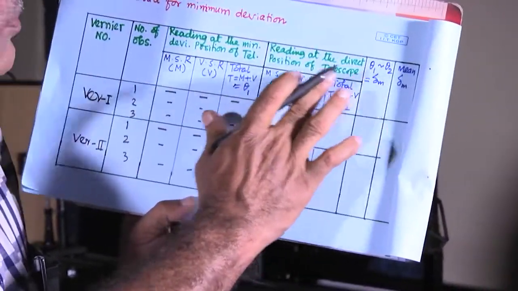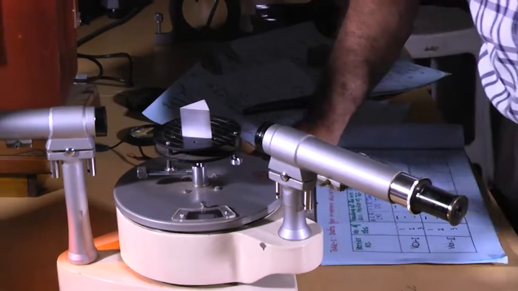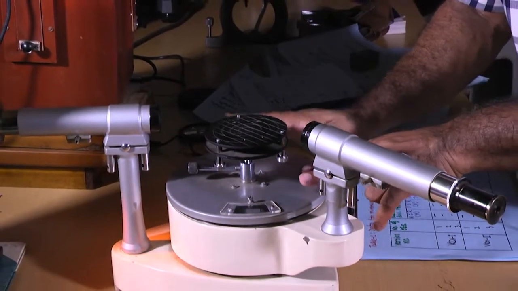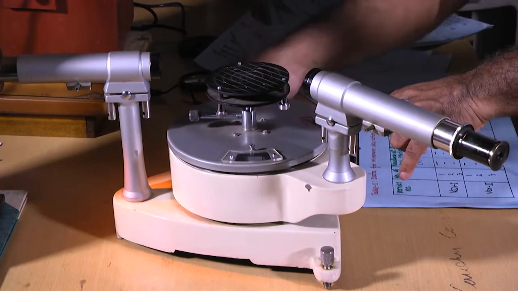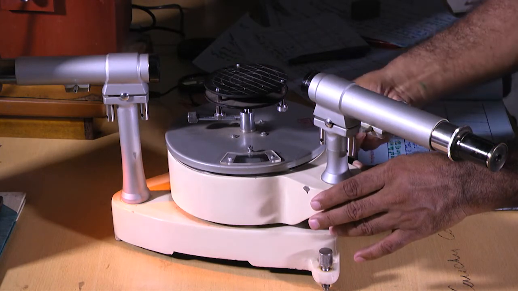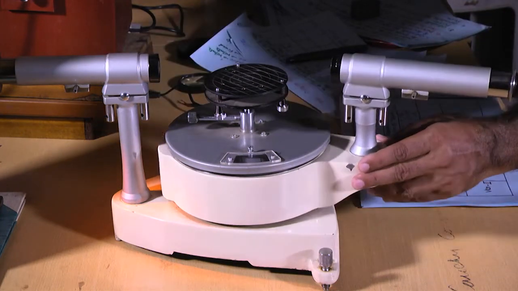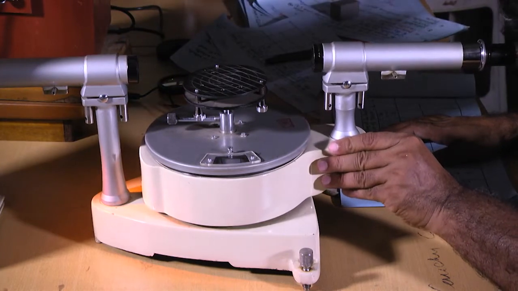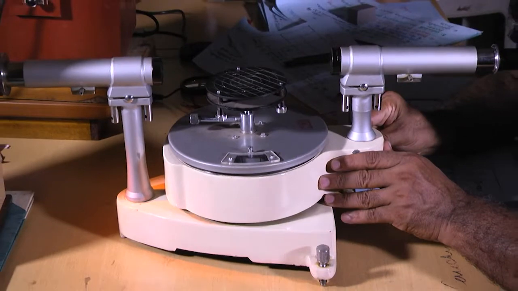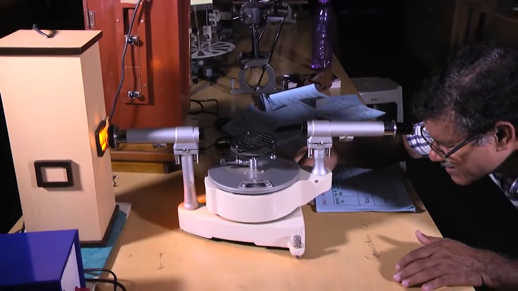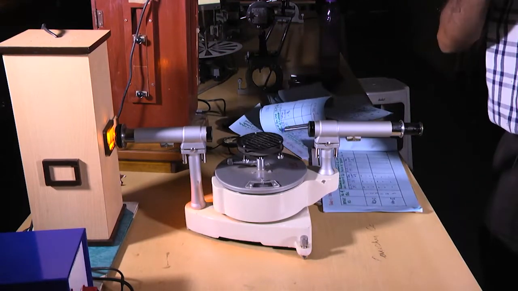Now, the reading at the direct position of the telescope. What I have to do is take the prism out from here. This vernier scale should not move, so I will keep the prism table tightened. I will loosen telescope 1 and rotate it carefully so that the other one does not rotate, and come to the direct position. Tighten it and use the fine screw to make it coincide with the crosshair.